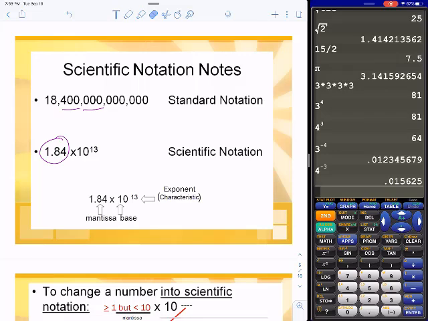Well, if you really pay close attention, where that comes from is in this original number, the decimal is at the end. Where's the decimal in my scientific notation number? It's in between the 1 and the 8. So if we actually look at the number of places from this decimal to where we moved it to in scientific notation, there are 13 places. 1, 2, 3, 4, 5, 6, 7, 8, 9, 10, 11, 12, 13 places. And that's what that exponent is. Okay? So this number right here, according to this, is called the mantissa. This 10 is our base, and the 13 is our exponent.